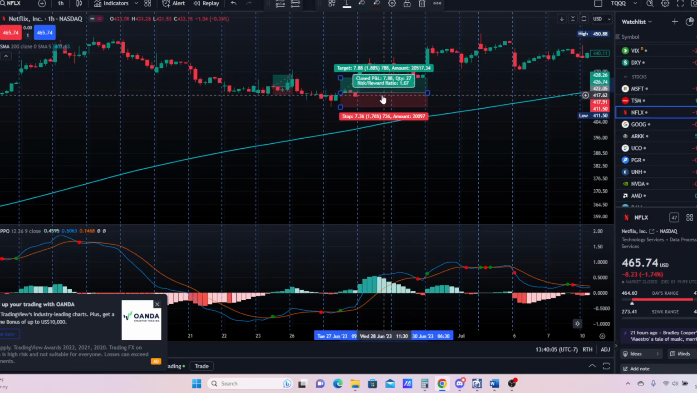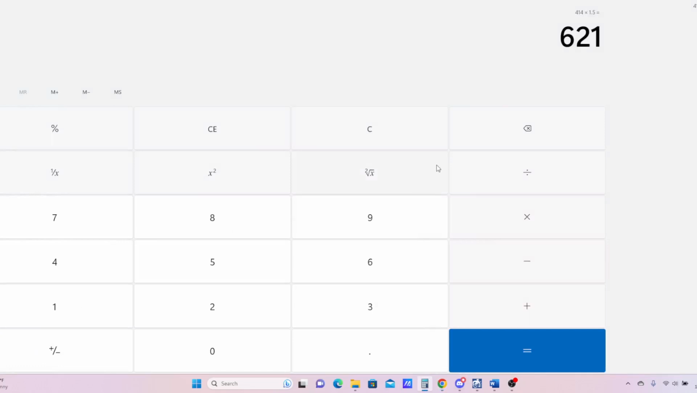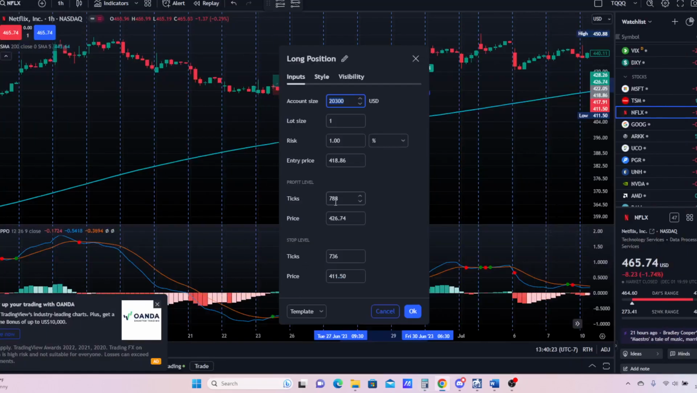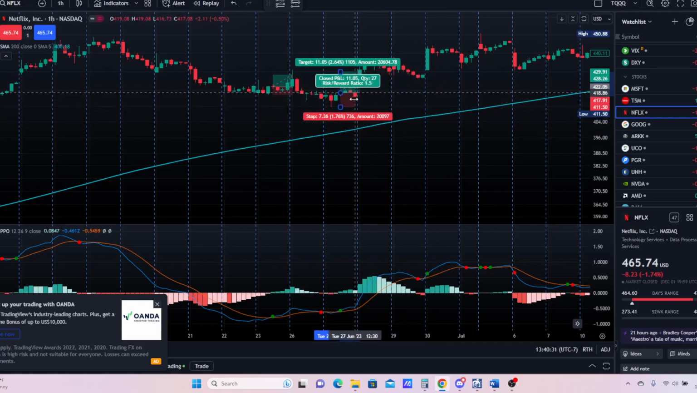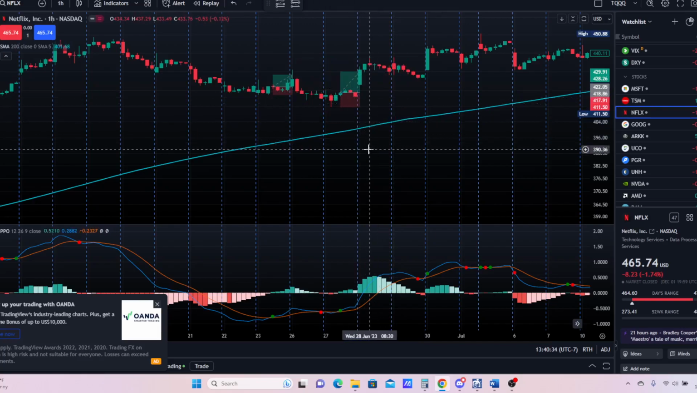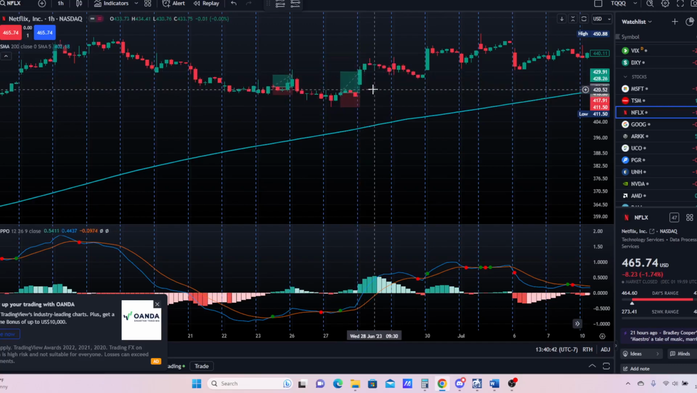And if it's a winner, let me make sure I adjust the ticks. So you're risking 737 ticks. 737 times 1.5. Okay, so 1105. So 1105 ticks would be your take profit target. And that's what the trade would look like right there. You put the trade on, and in about 4 hours you would have hit your take profit target, basically at the open of the next day's candle.